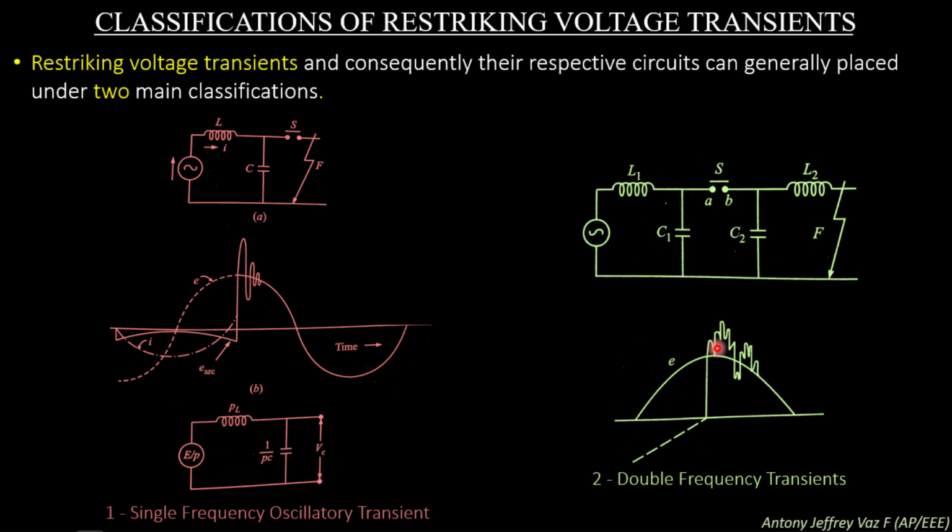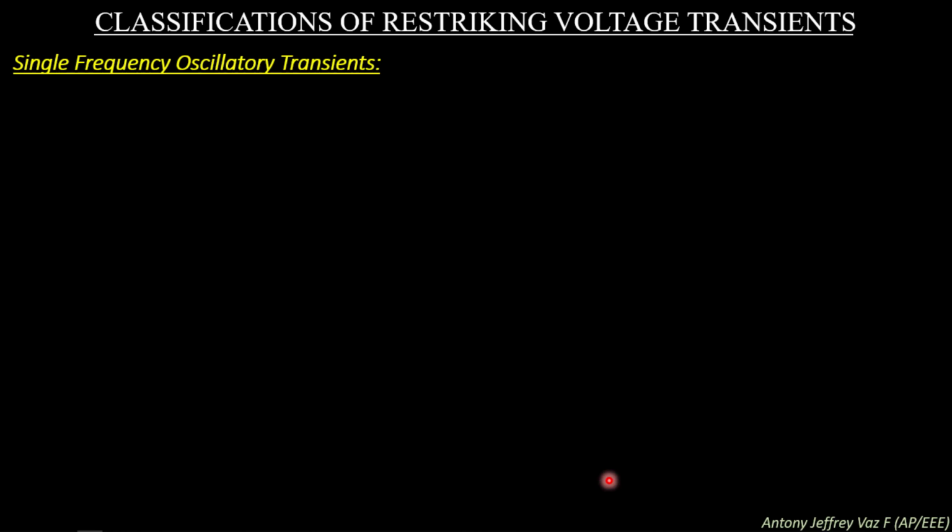You can see two oscillatory transient motions because there are two inductor and capacitor networks. The first inductor and the first capacitor network creates the first oscillatory transient, and the second capacitor and the second inductor network creates the second oscillatory transient. So this is the difference between single frequency oscillatory transient and double frequency transient. Single frequency oscillatory transient.